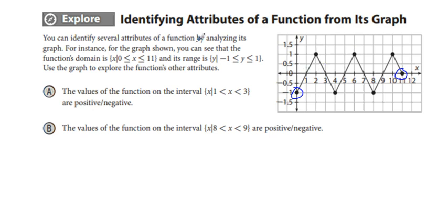By contrast, the range will start and oscillate back and forth between -1 and 1. This is similar to the range of a sine or cosine function. Anyway, use the graph to explore the function's other attributes.